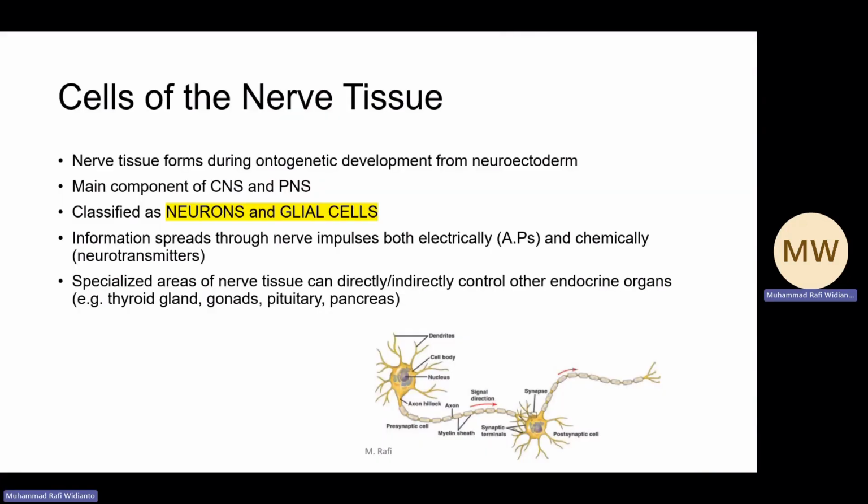Let's start. The cells of the nerve tissue are developed from the neuroectoderm. They are also the main components of the CNS and PNS, and they can be classified as neurons and glial cells. They spread information between neurons both electrically and chemically, through action potentials and neurotransmitters.